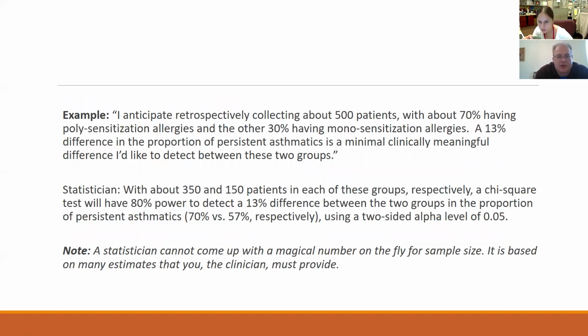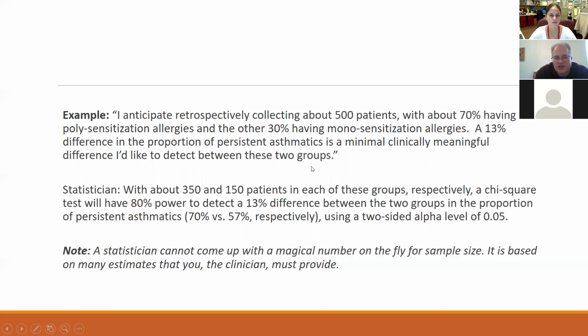So here's an example. The investigator, the clinical researcher, says they anticipate retrospectively collecting about 500 patients from, let's say, the electronic medical record. They know that about 70% of them will have this sensitization allergy, and the other 30% have a mono allergy situation. So they kind of know the breakdown of this different type of allergy sensitivity. So those are their two groups, those that have more than one versus having just one.